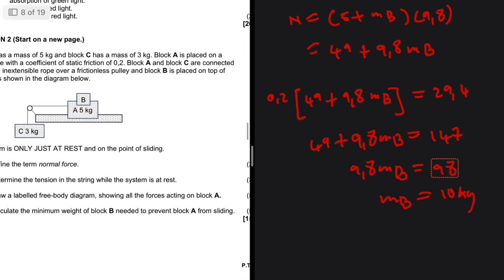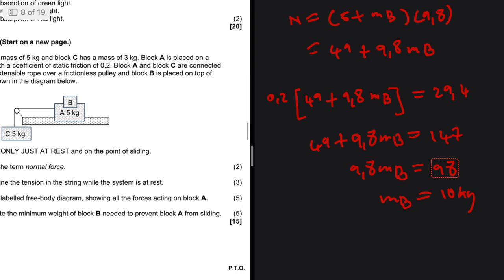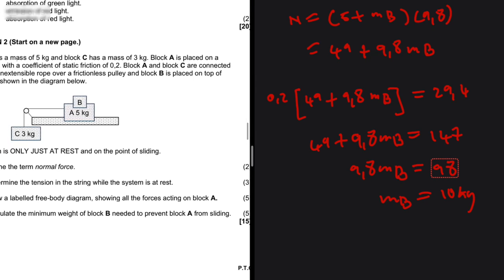So calculate the minimum weight of block B. Oh, the question says the minimum weight. So I'm not actually looking for the mass. I'm looking for the minimum weight needed to prevent block A from sliding.